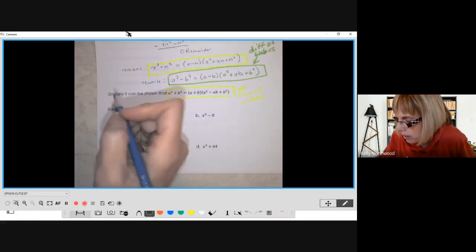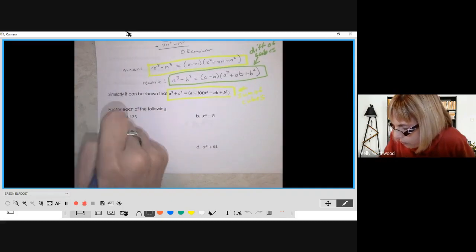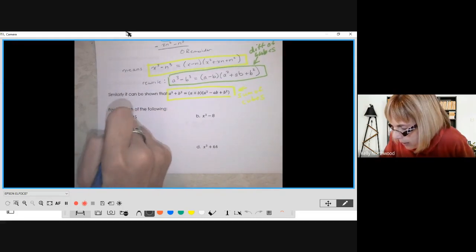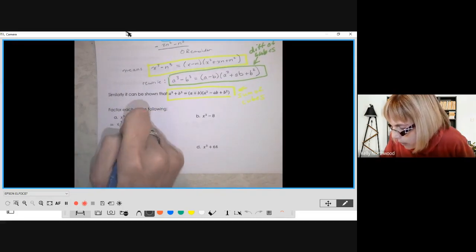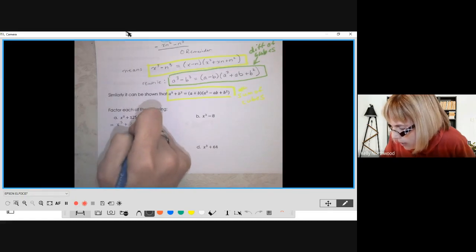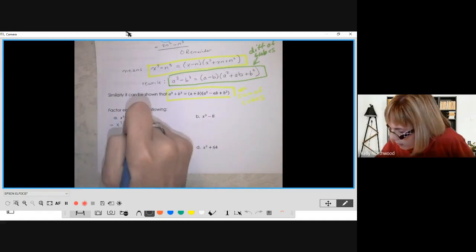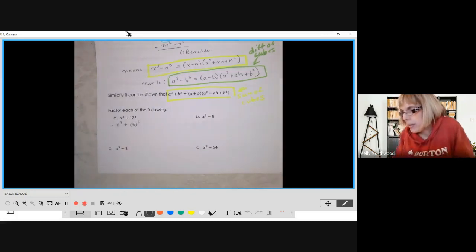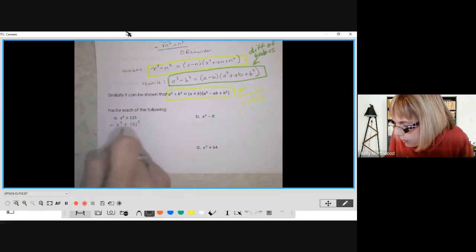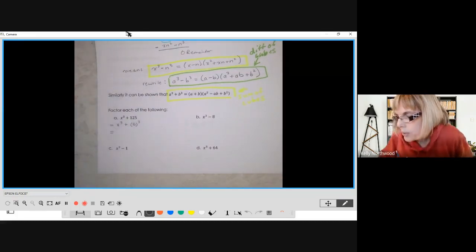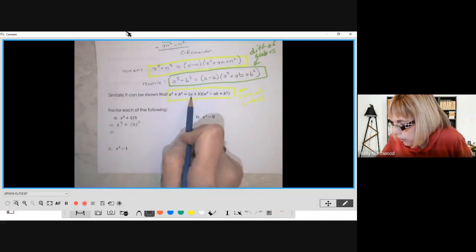Okay, so I would tend to, especially when I'm just learning it, write it out as x cubed plus something cubed. Does anyone know what 125 is as some number cubed? 5. 5, good. Logarithm should have helped you with that. So now we see it really clearly as a sum of cubes. And then we're going to follow this formula.